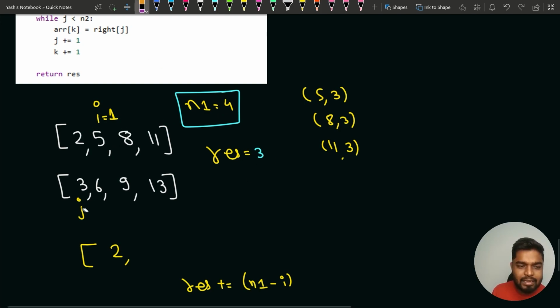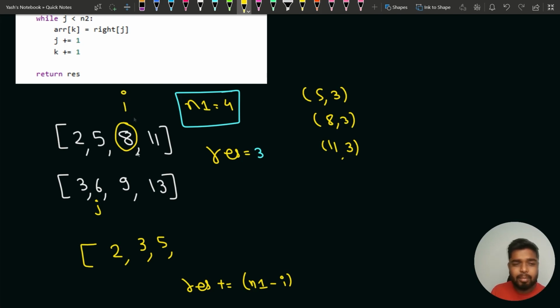Then after that what will happen? My j index will move forward after putting the element in the final array. So 3 will be here. Now if you see, the left element is lesser. If the left element is lesser, then we can simply put the left element and move forward. Whenever the left element is greater, that is when we want to count. So if you see, I will be standing here.